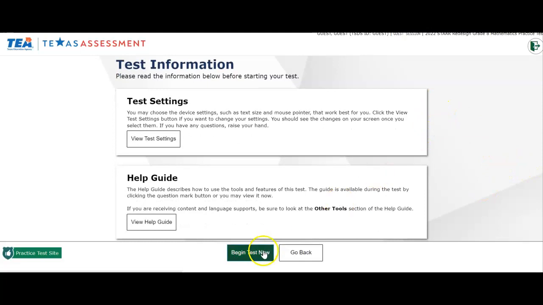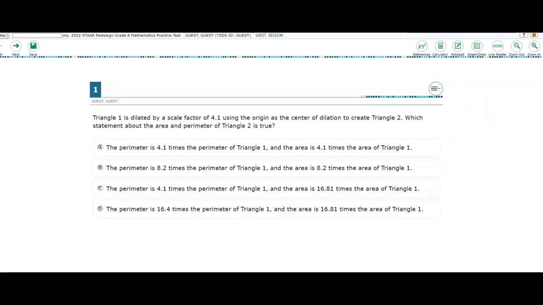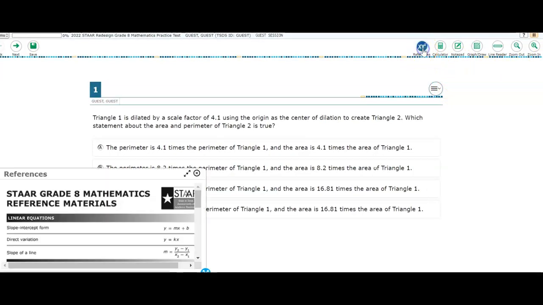and then begin test now. So we're not actually going to do problems. From here, I want to show you the tools. Let me just move this over a little bit. So right here at the top, it says reference. So that's the reference chart.